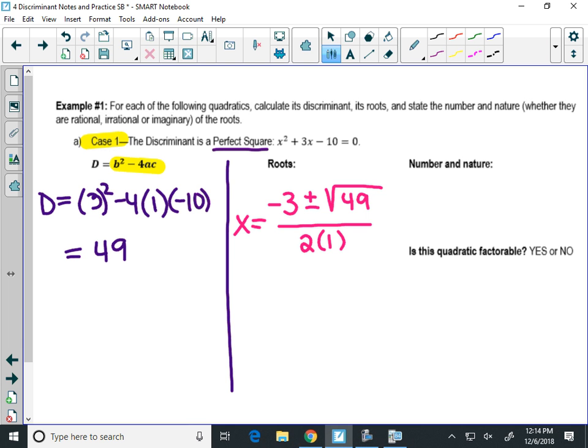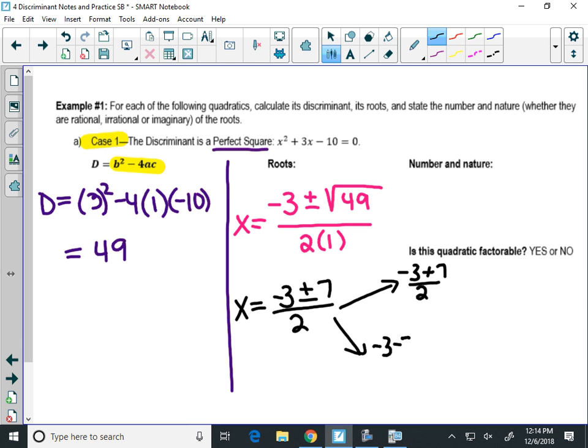Well, what's the square root of 49? 7. Okay, so we get x equals negative 3 plus or minus 7 over 2. And we talked a little bit yesterday on your practice, though we didn't do this in the notes yesterday, that when you get rid of a square root, and there's no i, so no square root, no i, you need to break this up into 2 roots. So we need to do negative 3 plus 7 over 2, and negative 3 minus 7 over 2.